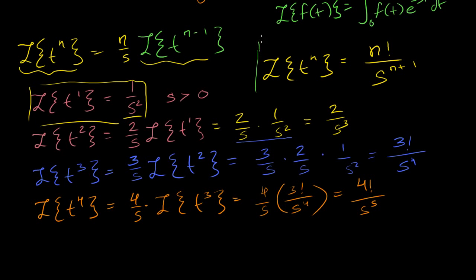The Laplace transform of t to the n, where n is some integer greater than 0, is equal to n factorial over s to the n plus 1, where s is also greater than 0. That was an assumption we had to make early on when we took our limits as t approaches infinity. Anyway, hopefully you found that useful.